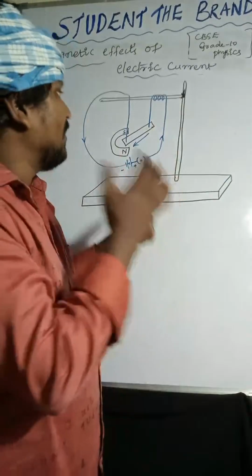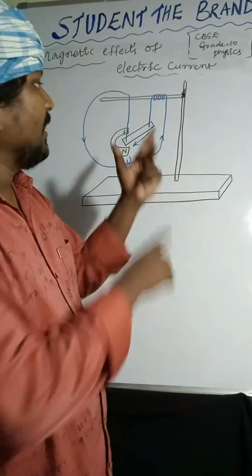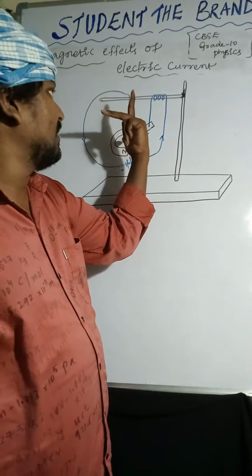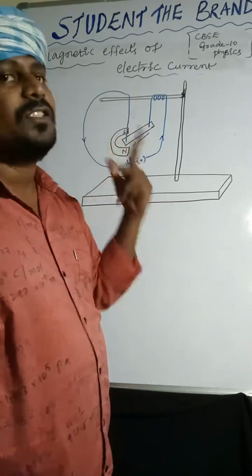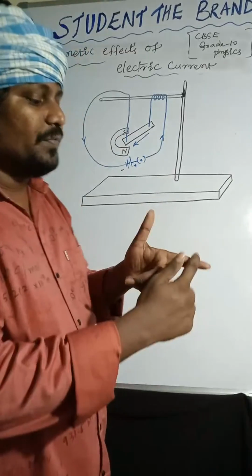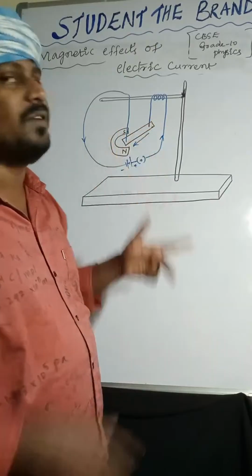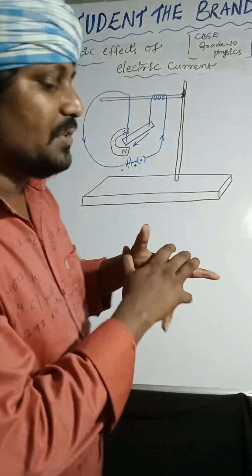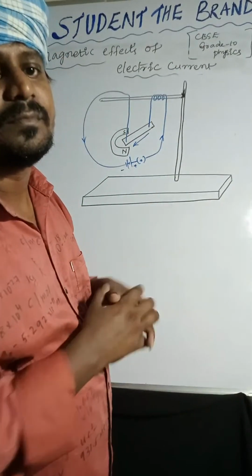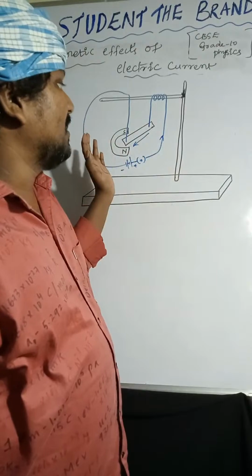Once again, the index finger shows the magnetic field, the middle finger shows the current direction, and the thumb shows the force acting on the conductor. By Fleming's left hand rule, stretch the three fingers perpendicular to each other. So this is about a current carrying conductor placed in the external magnetic field.